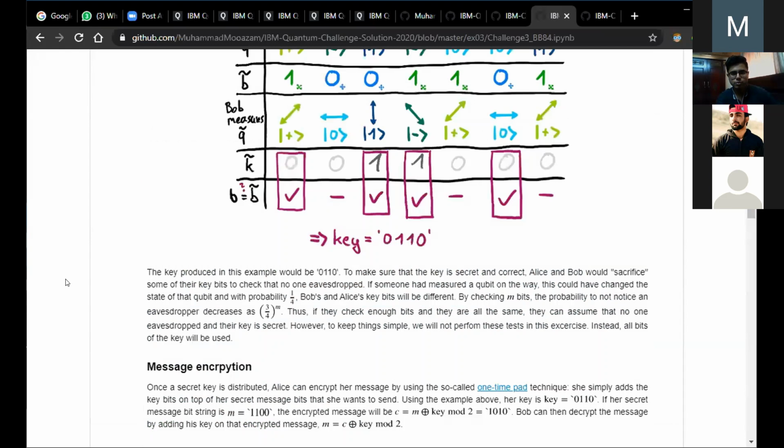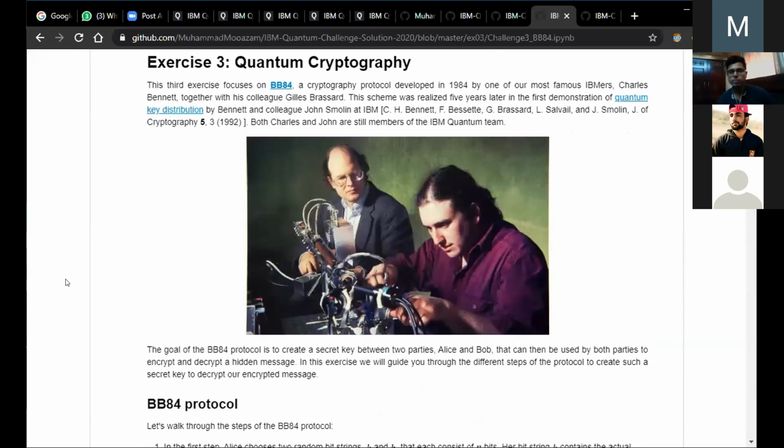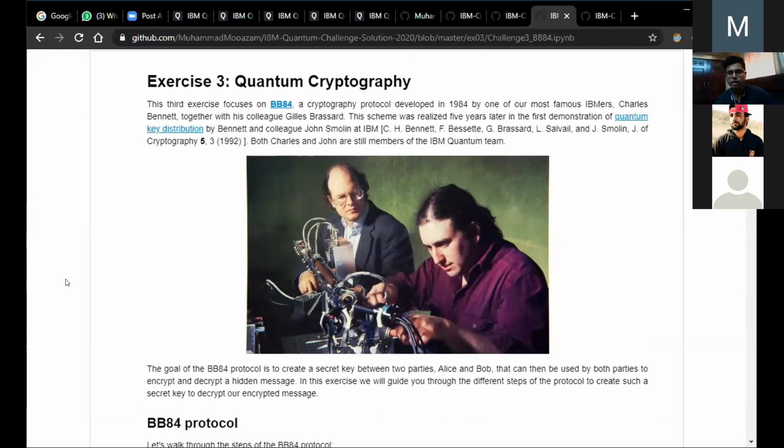quantum cryptography. Now, I think I should tell something about Alice and Bob. Alice is the sender, Bob is the receiver. Alice sends a message to Bob and Bob receives the message. Now, there's a question: why don't we use a simple cryptography method? Why do we use quantum cryptography for it?